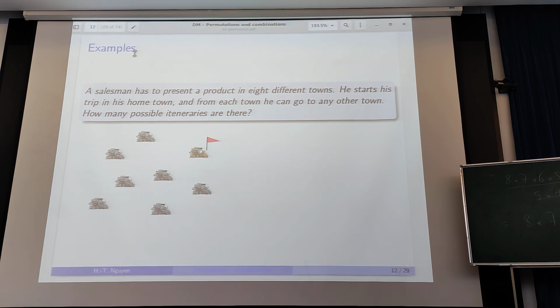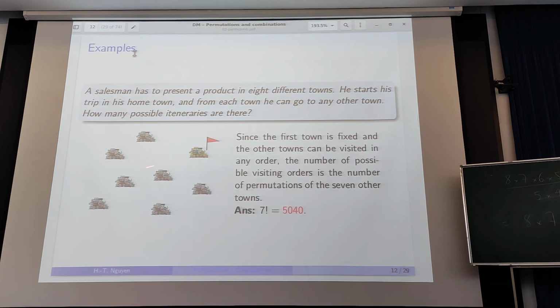So you can see that from the hometown he has 7 choices to go to the next town. Okay? And once he has finished at the second town and he looks for where to go next, he has 6 choices left. Okay? And so on. And if you use the terminology of permutation, you can identify each trip with a permutation of the towns.